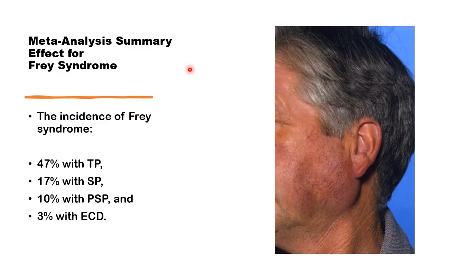Of the more common types of complications, Frey syndrome, for example: the incidence of Frey syndrome after a total parotidectomy would be almost 1 in 2, at 47%, much less for superficial parotidectomy at 17%, and even less for partial superficial parotidectomy, almost 10%, and a very small percentage with extracapsular dissection of the tumor.